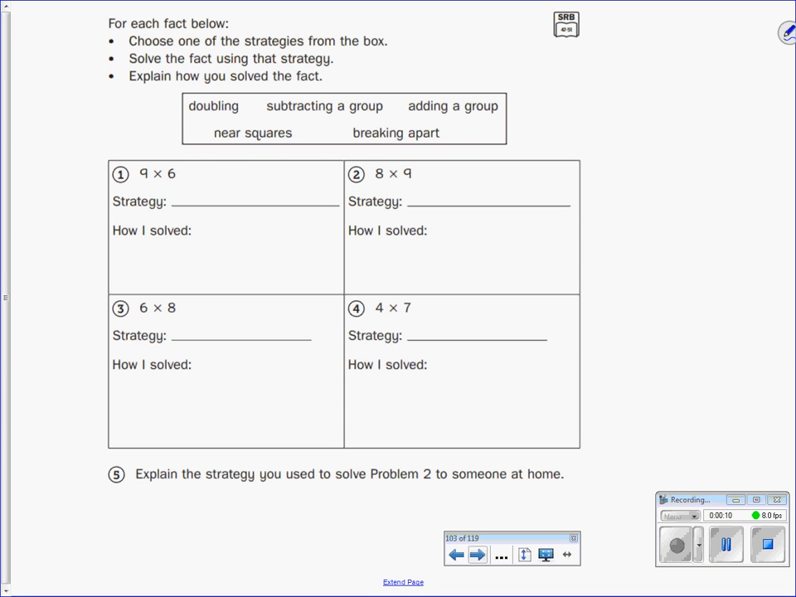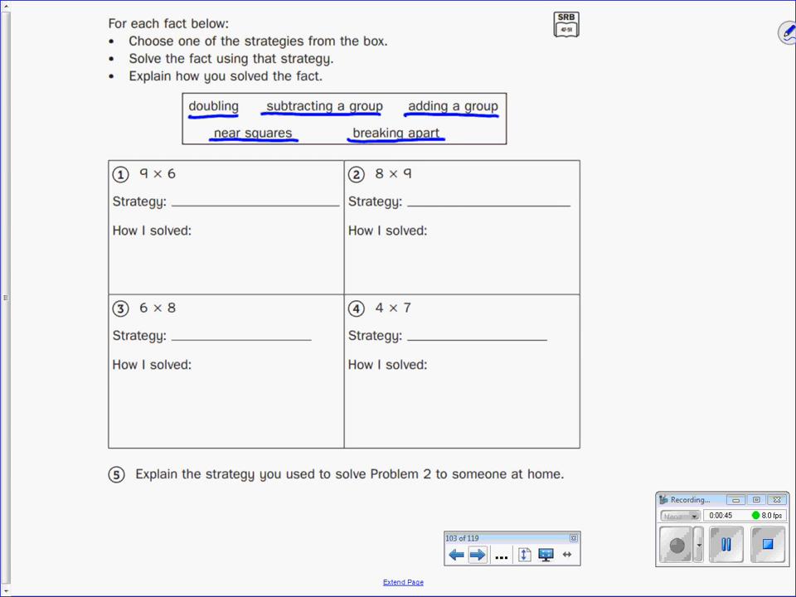Okay, and on Home Links 6.3, we're going to be practicing applying appropriate and efficient strategies to solve less familiar multiplication problems. So, some of the choices that we can use here are doubling, subtracting a group, adding a group, near squares, or breaking apart. So you can use any of the strategies that you want. So let's get started with number 1, 9 times 6.